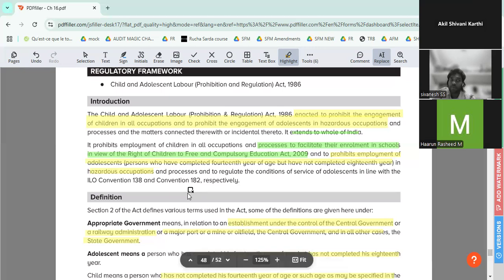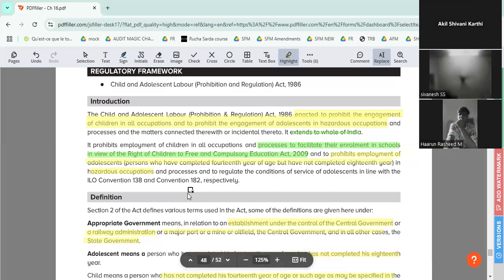We saw it yesterday. ILO, the International Labour Organization, of which India is a founding member, right? After World War One, it was created. Yesterday we saw. So ILO Convention 138 and Convention 182 are followed on how to regulate the conditions of service of adolescents. That is also considered in this particular act.